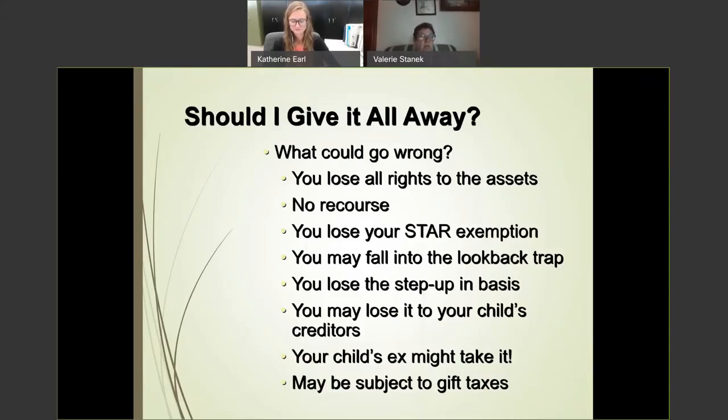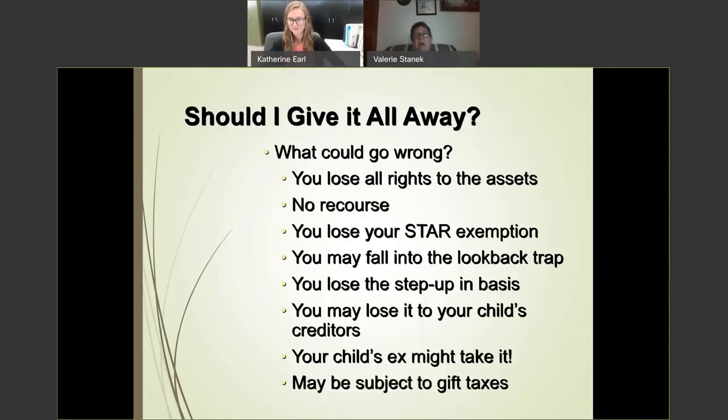And that's why people do sometimes give assets away. But what are the things that could go wrong? If you give something away, it is important to understand, and of course this seems obvious, but you really need to think about this before you do it. You actually have given it away. You have lost all legal rights to those assets.